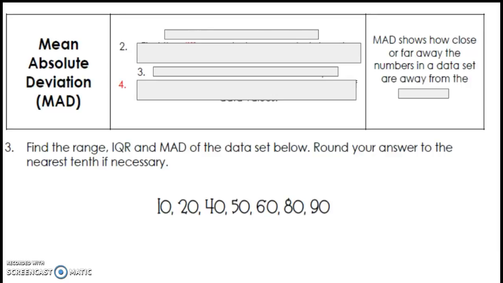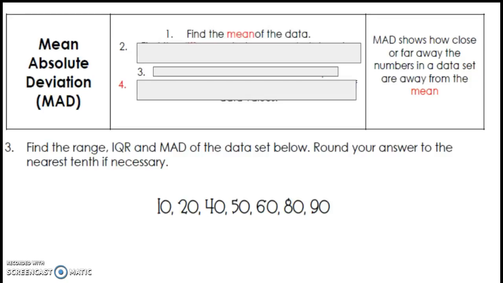So the MAD shows how close or how far away the numbers in a data set are from the mean. Do you remember years ago they used to wear shirts that said, "Are you mad, bro?" This is kind of like crazy data. Like, how crazy is the data?